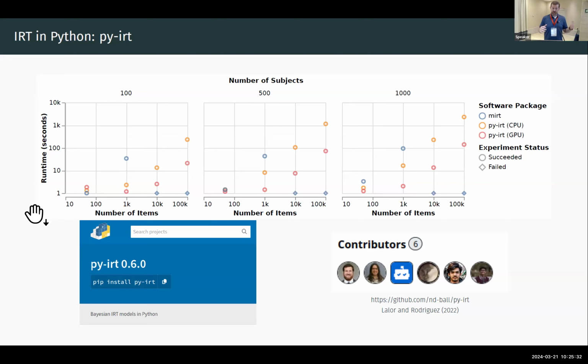So PyIRT, it's on PyPI. You can pip install it. The latest version is 0.6. We're actively working on it. I wanted to shout out a few other contributors who have helped us with some bug fixes and some plugging in of additional bits of code. So if you want to contribute, if you have feature suggestions, if you want to play around with it, by all means, let us know.